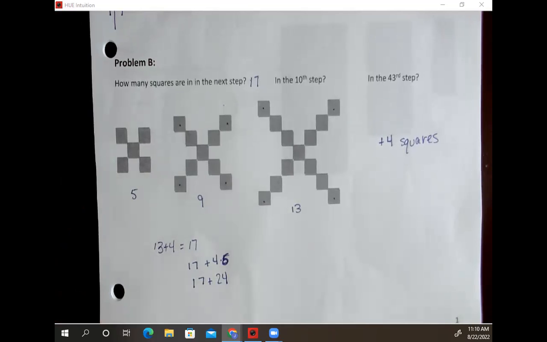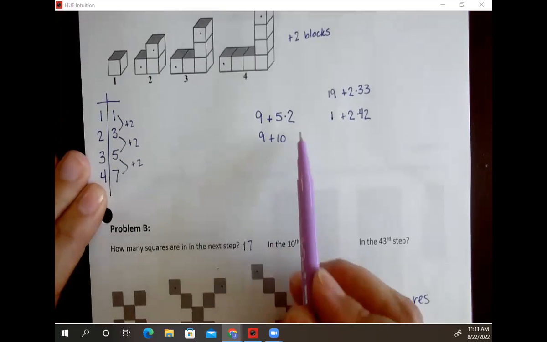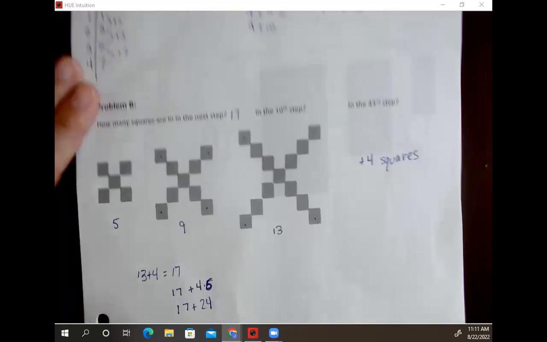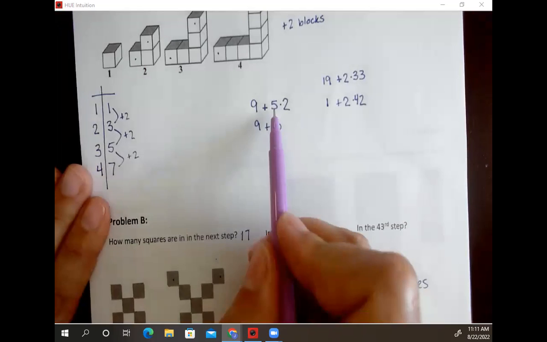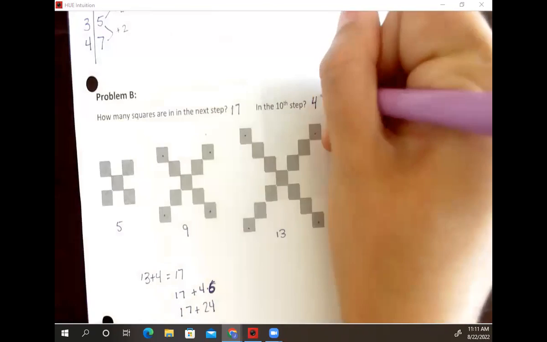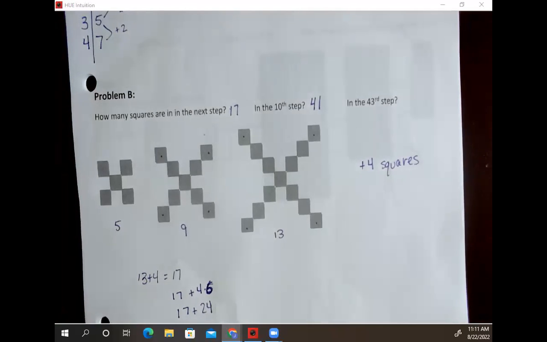Okay. That is something that I've noticed through all my sections of Algebra 1. If we use the same sort of little equations or expressions that we've written for earlier problems, we need to make sure we update them. So I'm adding 4 instead of 2, so I had to change that part. Here I had 5 more steps to go. Now I've got 6 more steps to go. Okay, so that would get me 41 to the 10th step. And then how about for step 43? How many squares in step 43? How many squares in step 43 for B? 173.